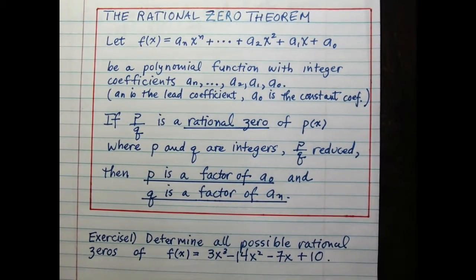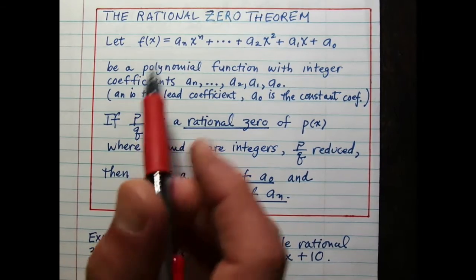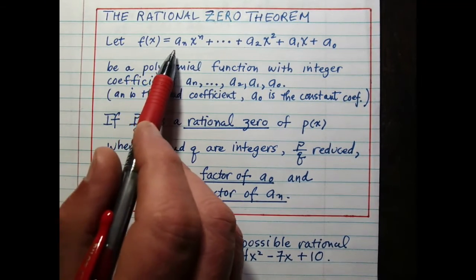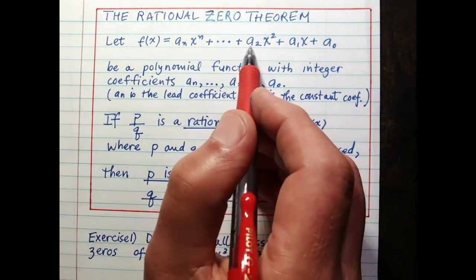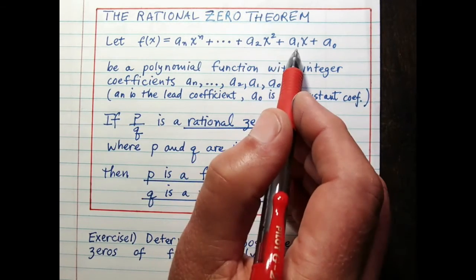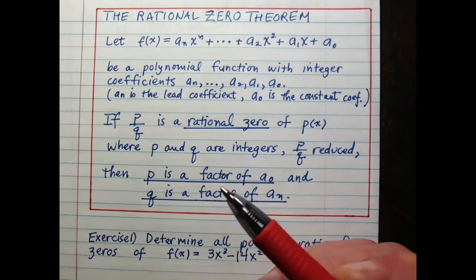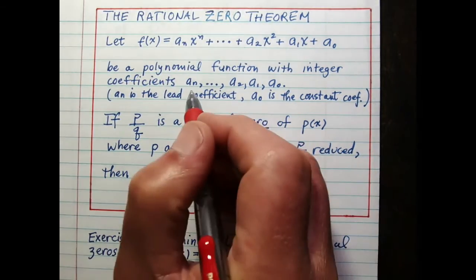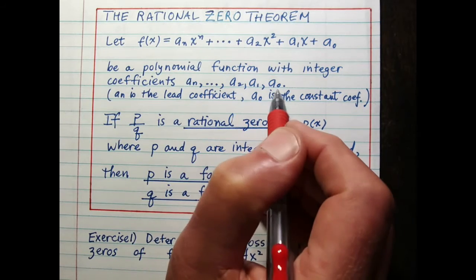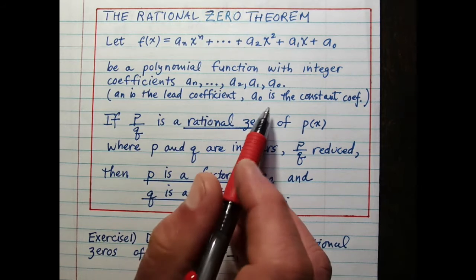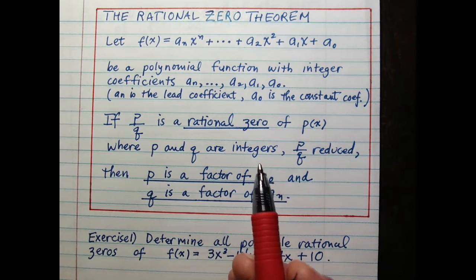So here is the rational zero theorem. And it's kind of a mouthful to write down. I'll show you a compact form in a second. Let f of x equals a_n x to the n plus dot dot dot plus a_2 x squared plus a_1 x plus a_0. So that's a polynomial function with integer coefficients. So our coefficients a_n all the way down to a_0. a_n is the lead coefficient. a_0 is the constant coefficient.